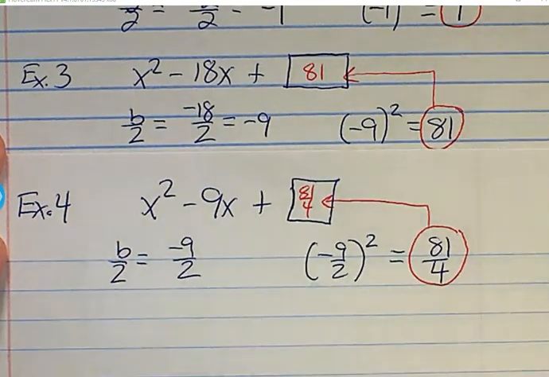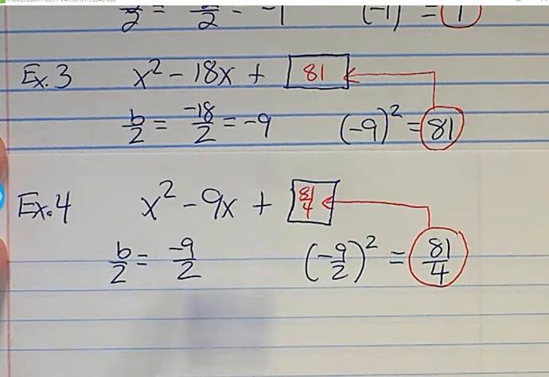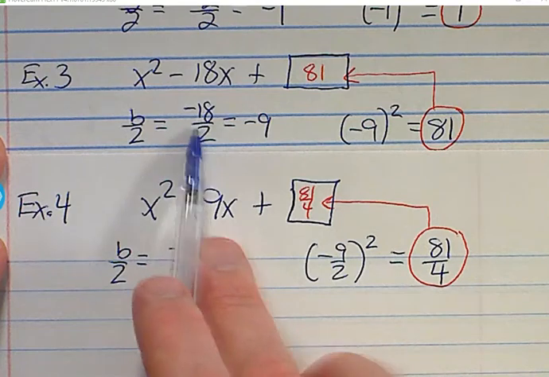And the only time you'll get a fraction answer here for your box is if this b term is odd. If it's odd, it's always going to be a fraction. If it's even, it's always going to simplify down to a whole number.